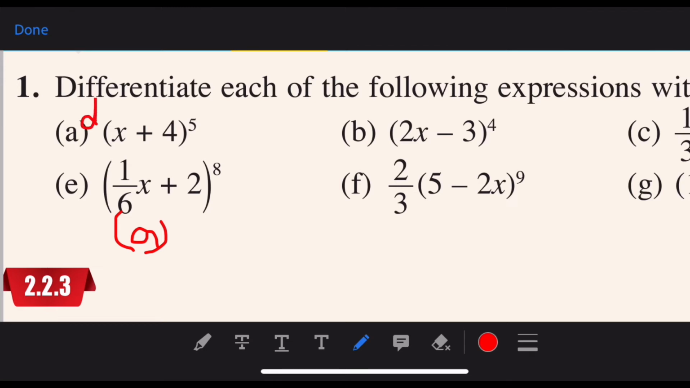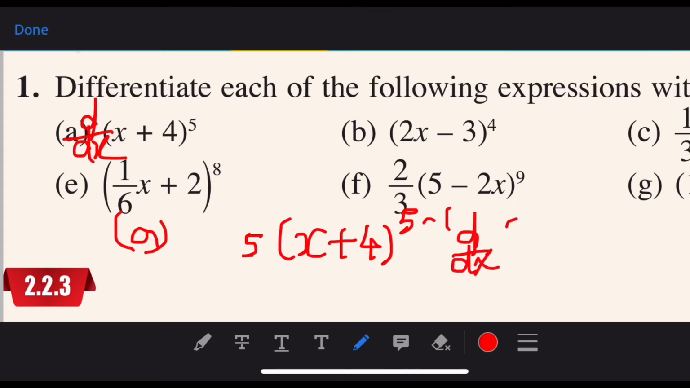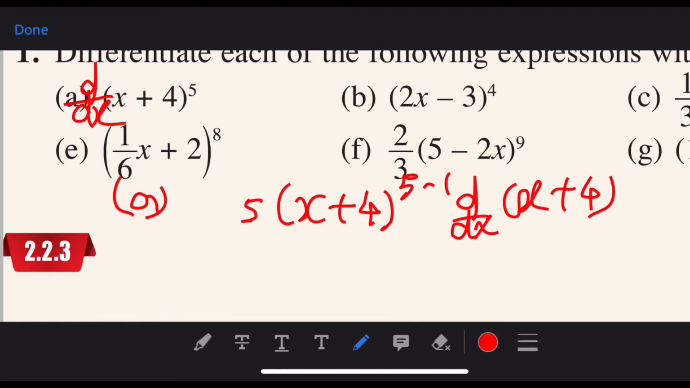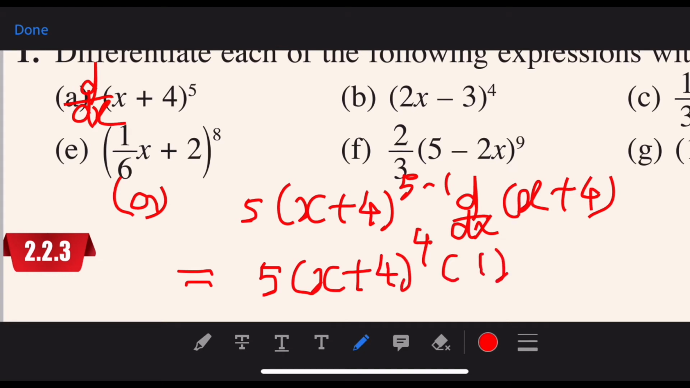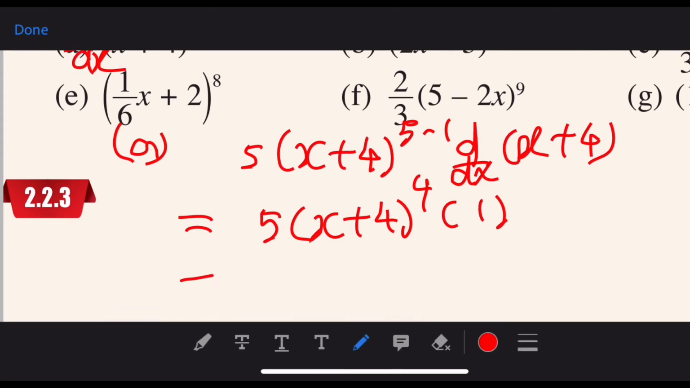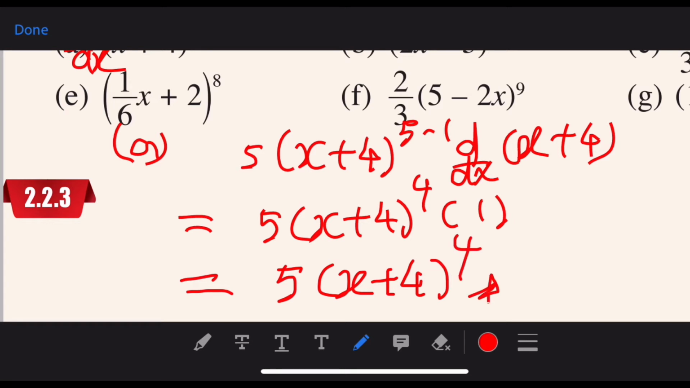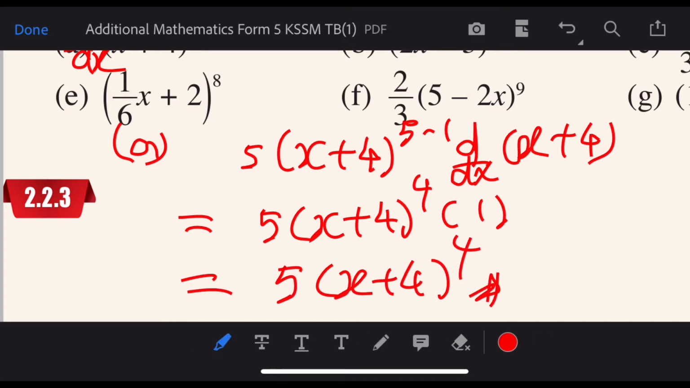I want to differentiate this, right? So how do I differentiate this? I will take the 5, I will copy x plus 4 and then 5 minus 1, and I will differentiate the x plus 4. So I will get the answer, which is equal to 5x plus 4 to the power of 4, and then differentiate x is 1, differentiate 4 is 0. So my answer is 5x plus 4 to the power of 4. That's it. Okay, understand? So that is the so-called chain rule.